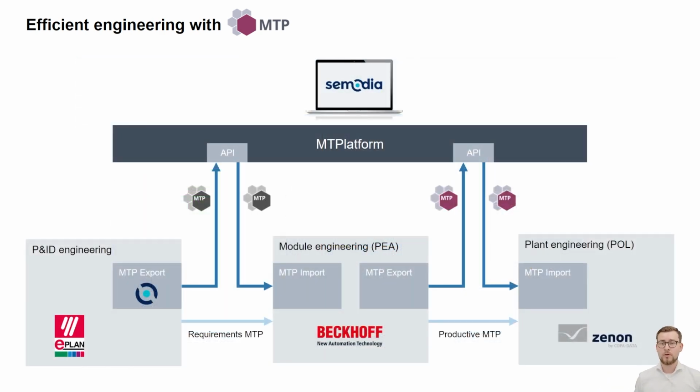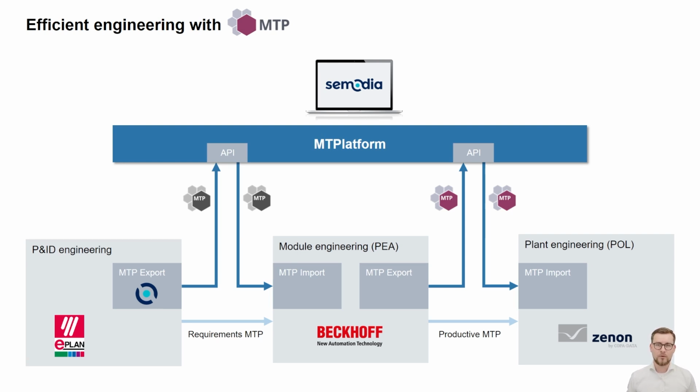Now that we got to know the module type package concept, we can start with the whole engineering workflow. We will begin with the P&ID engineering in ePlan pre-planning. Here we can draw our P&ID for one module and export a requirements MTP file. So in this MTP file, the requirements MTP file, we have a basic structure of our PEA. When we export this file, we can directly push it to the MTP platform from Samodia via an API.